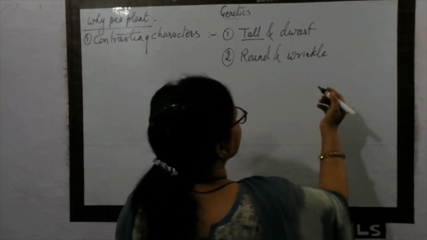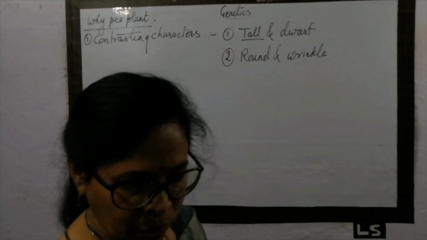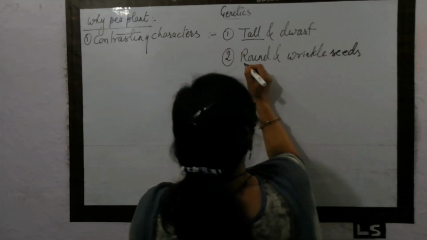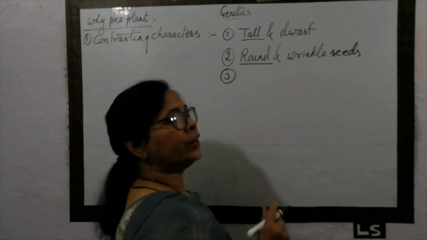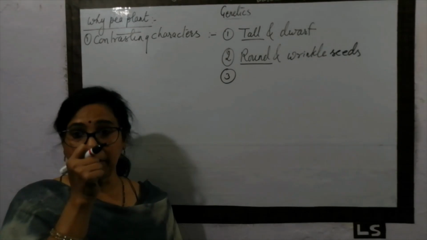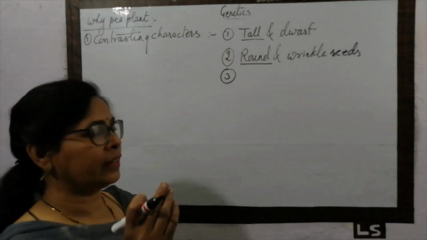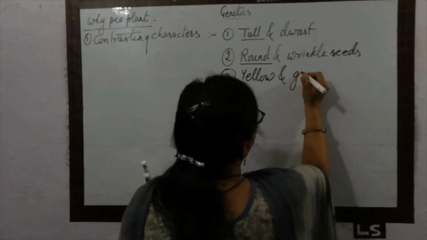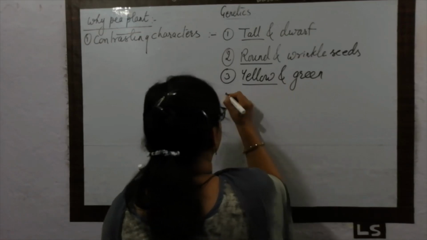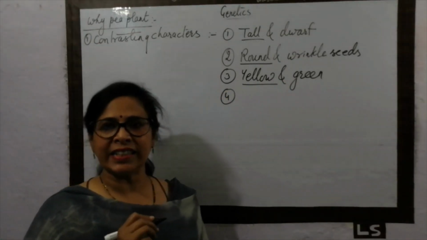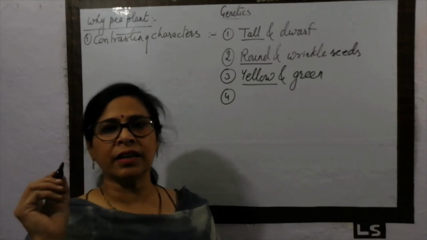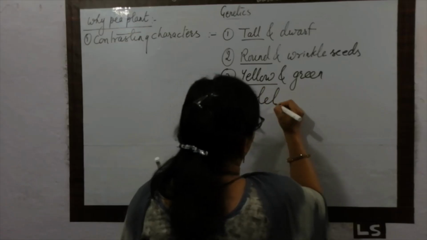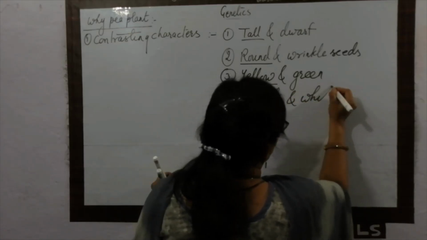And we are talking about seeds. Round and wrinkled seeds. The third contrasting character selected by Mendel is the color of the seed, that is yellow and green. The fourth contrasting character selected by Mendel is the color of the flower, that is violet and white.